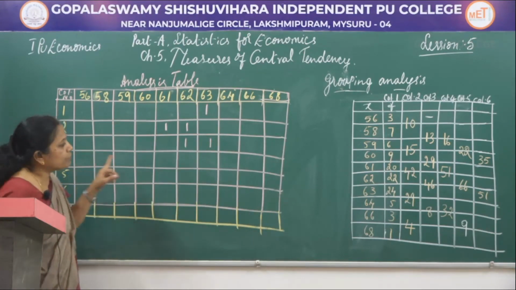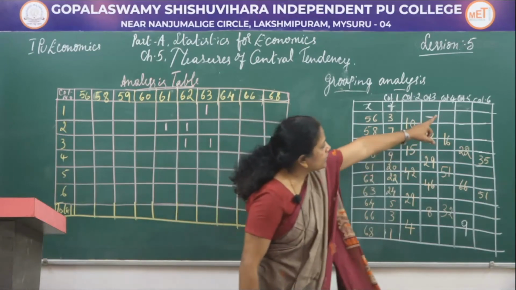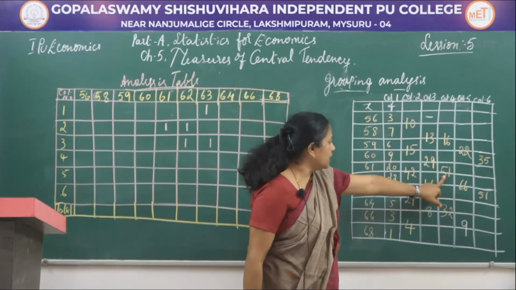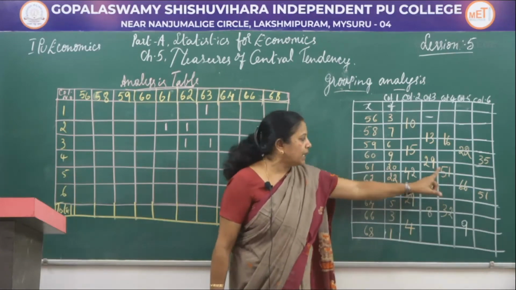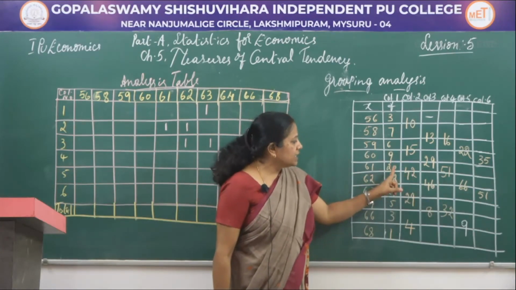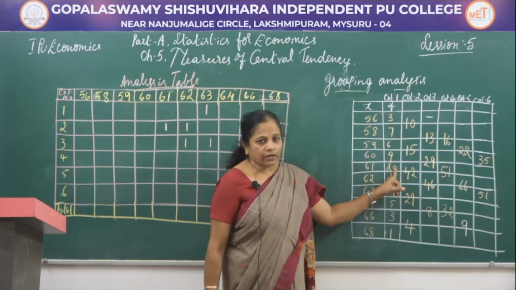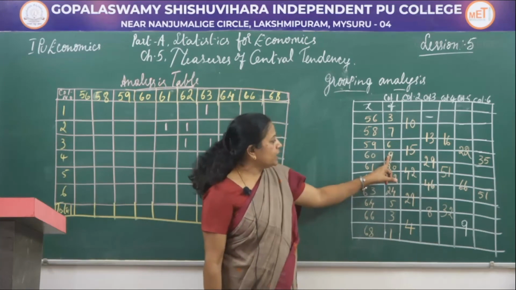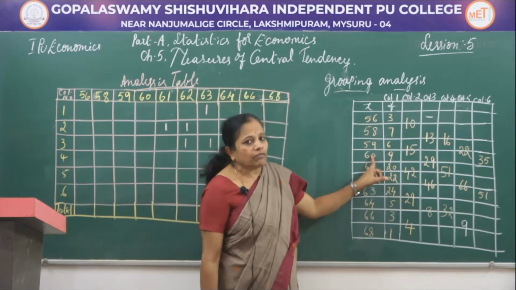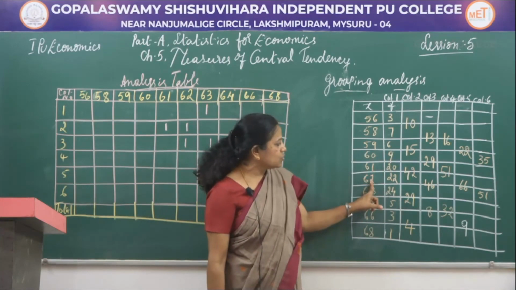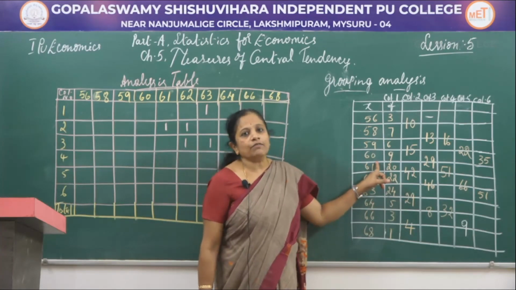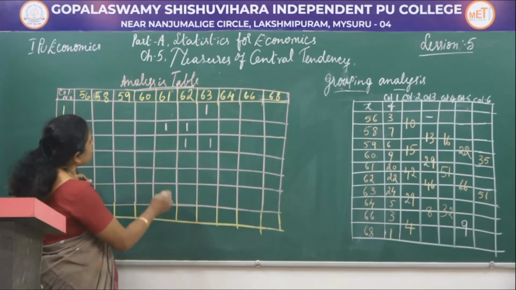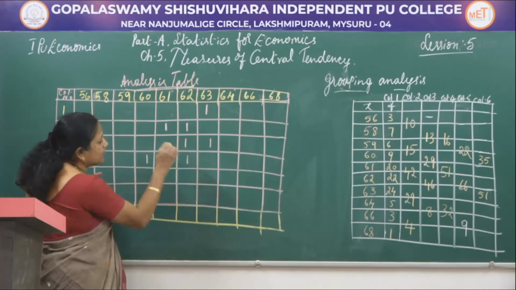In column number 4, the highest frequency is 51. 51 is obtained by these three numbers, that is 9 plus 20 is 29, 29 plus 22 is 51. The corresponding values are 60, 61 and 62. So, in front of 60, 61 and 62, in column number 4, we write 1 bar each.